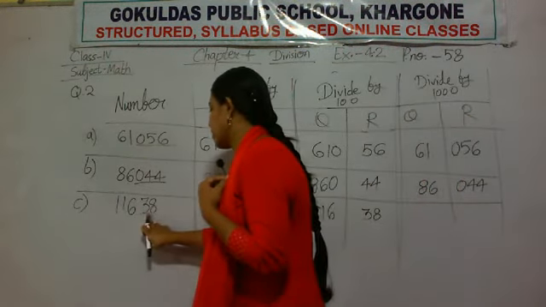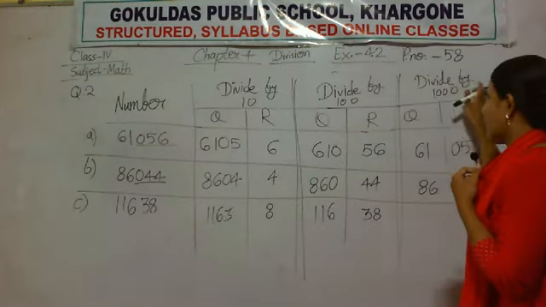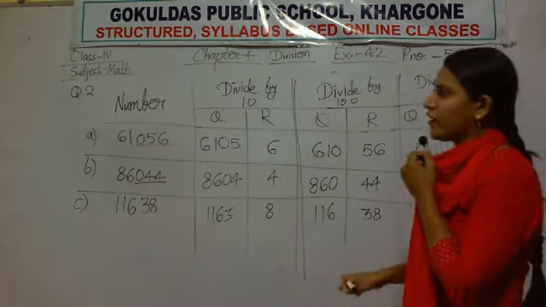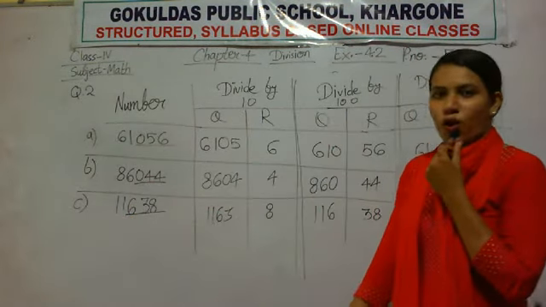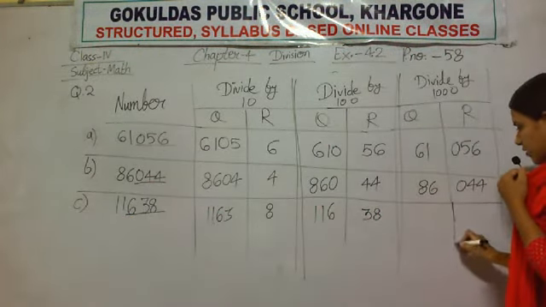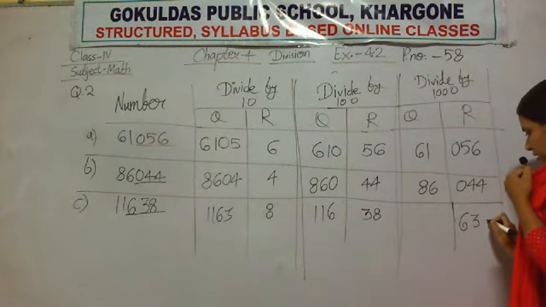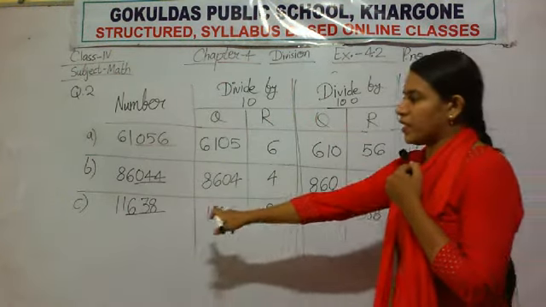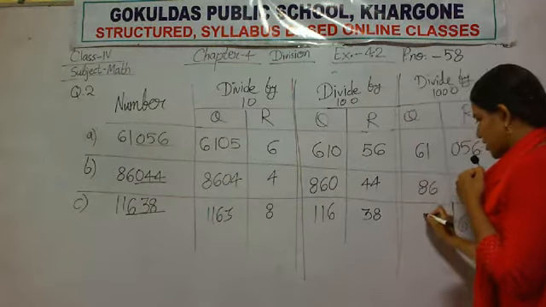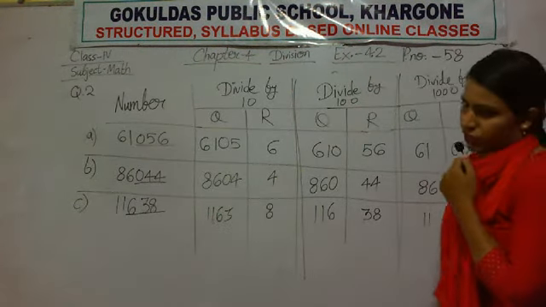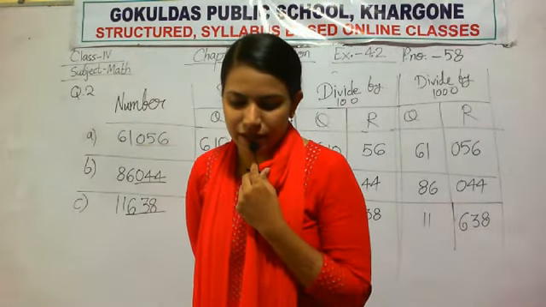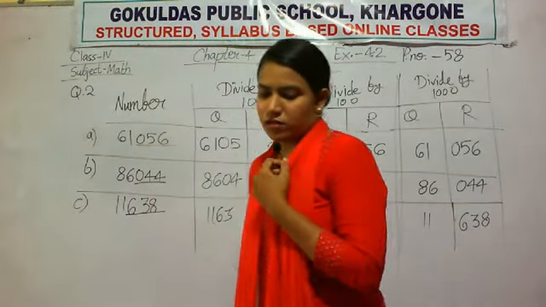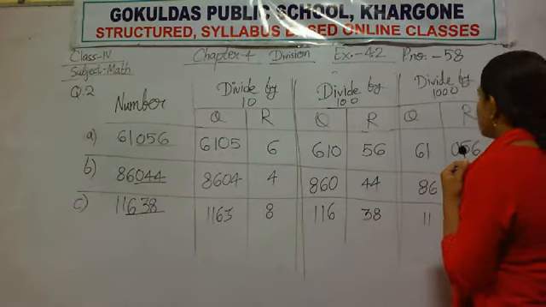Now move to the next column, which is divide by 1000. If you divide any given number by 1000, then the last three digits of the given number is your remainder, and the remaining two digits will be your quotient. So 11 is your quotient. Okay. Now do the part D by yourself. Do it fast.